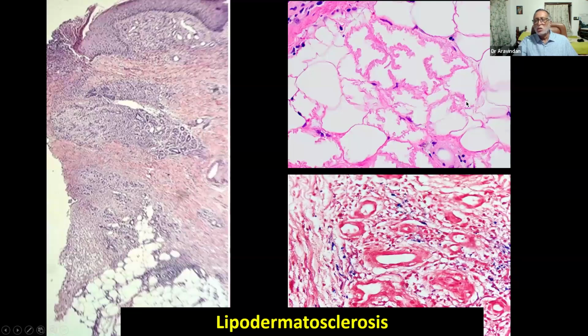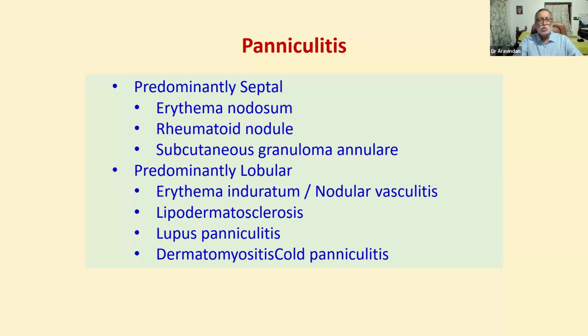lipodermatosclerosis. A frequently overlooked condition, but more and more biopsies of lipodermatosclerosis are coming to us now. So this is the summary of panniculitis, predominantly septal and predominantly lobular.